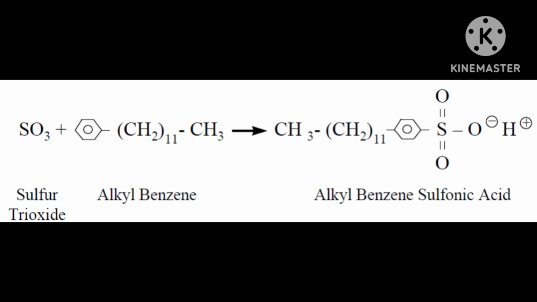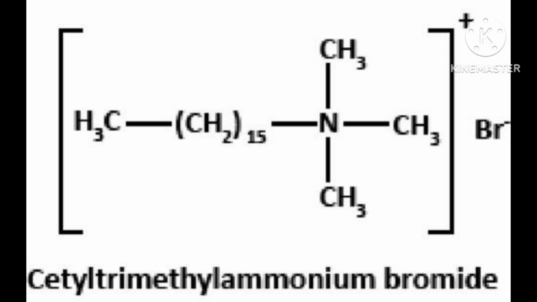Cationic part possesses a long hydrocarbon chain and a positive charge on the nitrogen atom. Hence, these are called cationic detergents. Now, example I am telling you, cetyl trimethyl ammonium bromide. You remember, cetyl trimethyl ammonium bromide is a popular cationic detergent used in hair conditioner and shampoo.